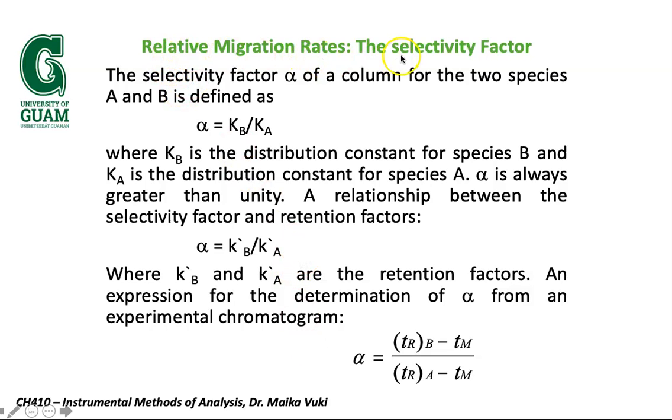Now, the relative migration rates can be determined from the ratio of the retention factors, and that is given by this term here, the selectivity factor. So the selectivity factor is essentially the ratio of two components when they are separated. It'll be the ratio of their K values, which are the distribution constants. So Kb over Ka, where Kb is the distribution constant for species B and Ka is the distribution constant of species A. So alpha, which is the selectivity factor, is essentially the ratio, and always taken to be greater than 1.